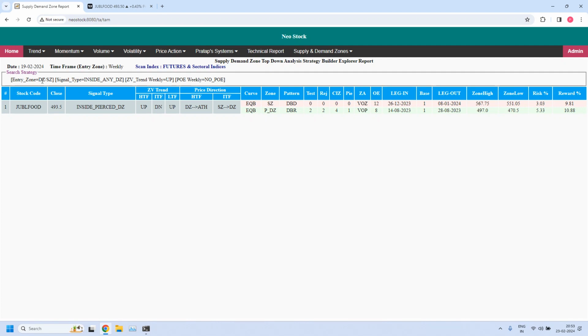See the search criteria, you will understand. Our entry zone should be either demand or supply zone. It doesn't matter because we didn't add any other filters. You can say demand zone, entry zone. And the signal type inside any demand zone. And the zone violation trend weekly is uptrend. And POE means price overextension, and weekly time frame. We don't want any price overextension. That means no price overextension, meaning price overextension is completed or about to complete. Either condition will filter.